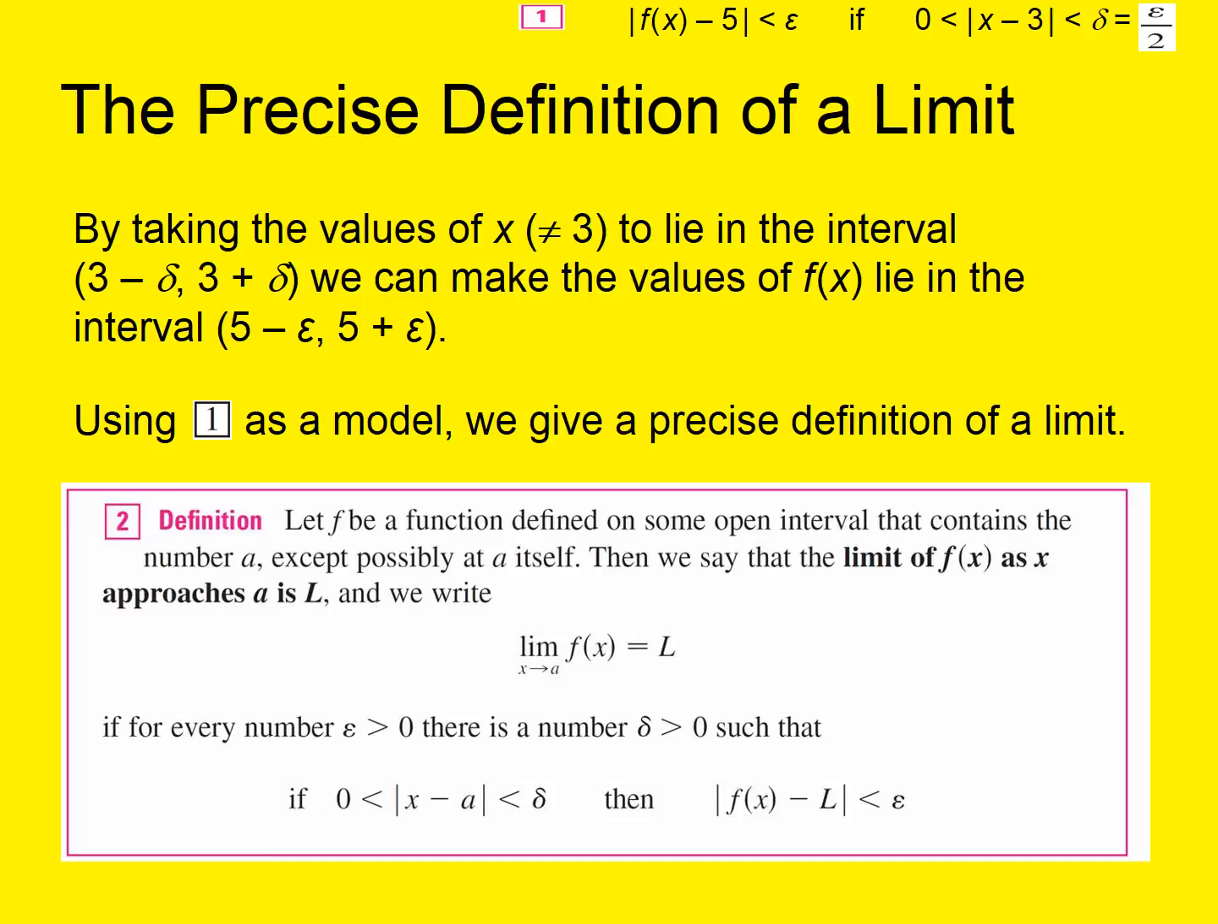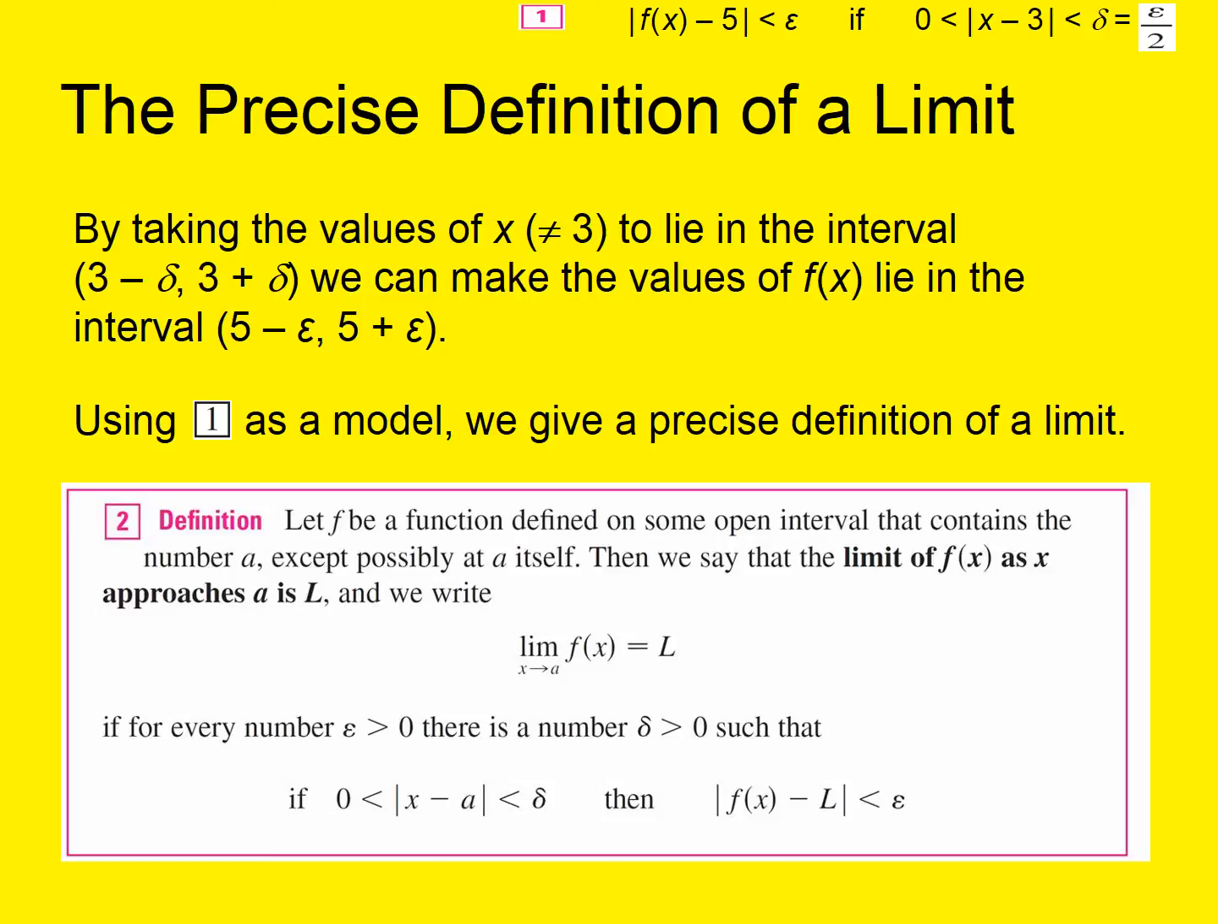And we write the limit as x approaches a of f of x equals L if, okay, so now here is what makes that equation defined. If for every epsilon greater than 0, there's a number delta greater than 0, such that if 0 is less than absolute x minus a less than delta, then absolute f of x minus L is less than epsilon. And you will get used to saying for every epsilon there exists a delta.